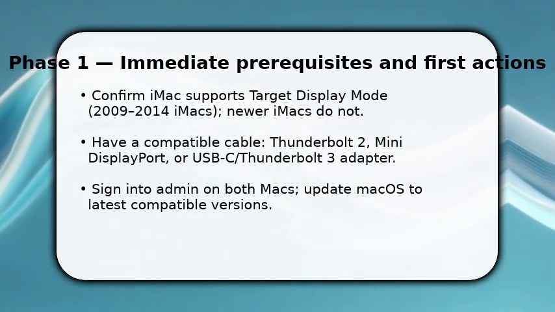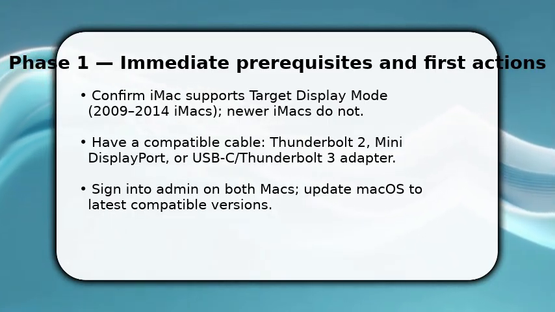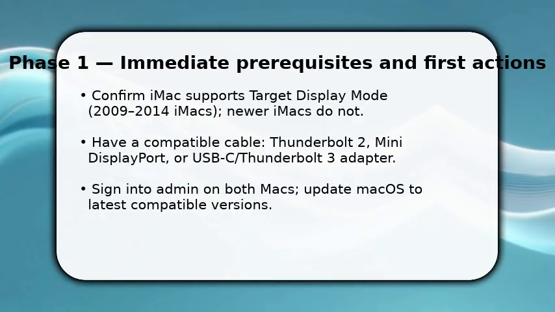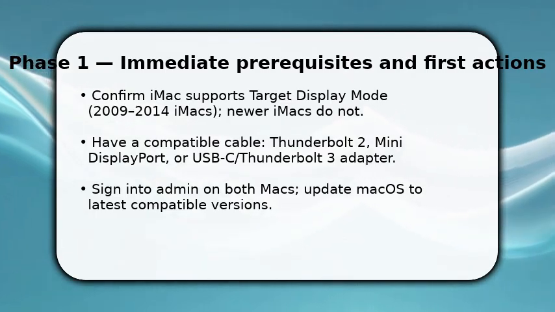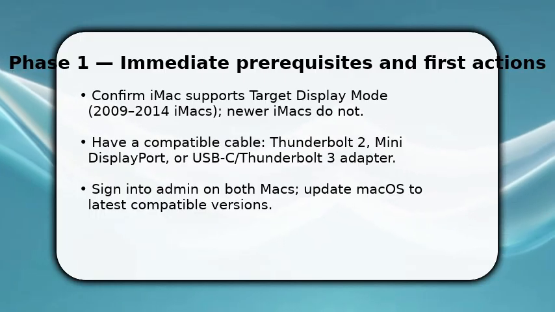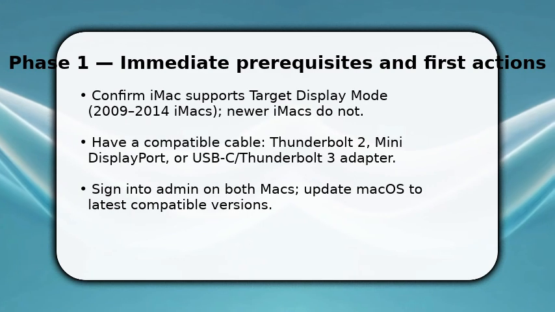Once done, pick a matching cable, Thunderbolt 2 or mini display port for older machines, or USB-C with an active adapter if required, because passive cables won't carry the protocol. Make sure you're signed into admin on both Macs and that system updates are applied. These steps prevent driver mismatches and make the connections smoother.